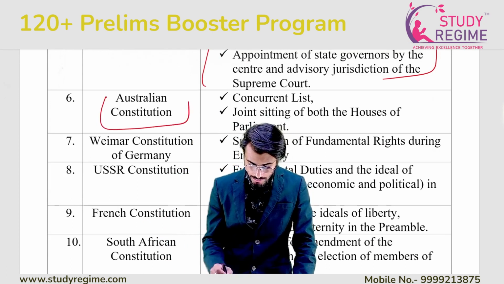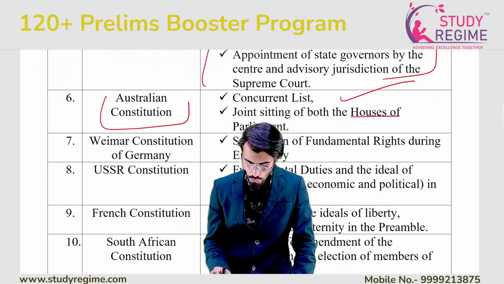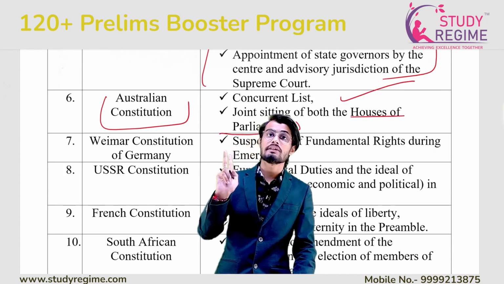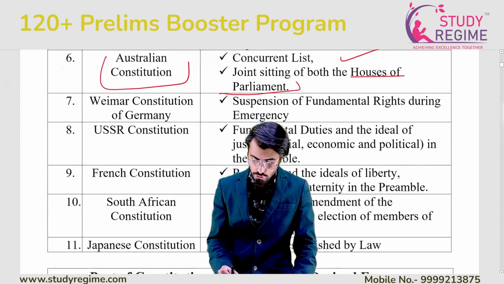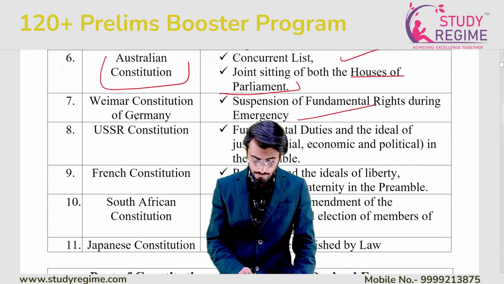Australian constitution, that is concurrent list and joint sitting of both houses of parliament. Okay, concurrent list, very important, and joint sitting of both the houses. Weimar constitution, suspension of fundamental rights during emergency, that is from Germany.